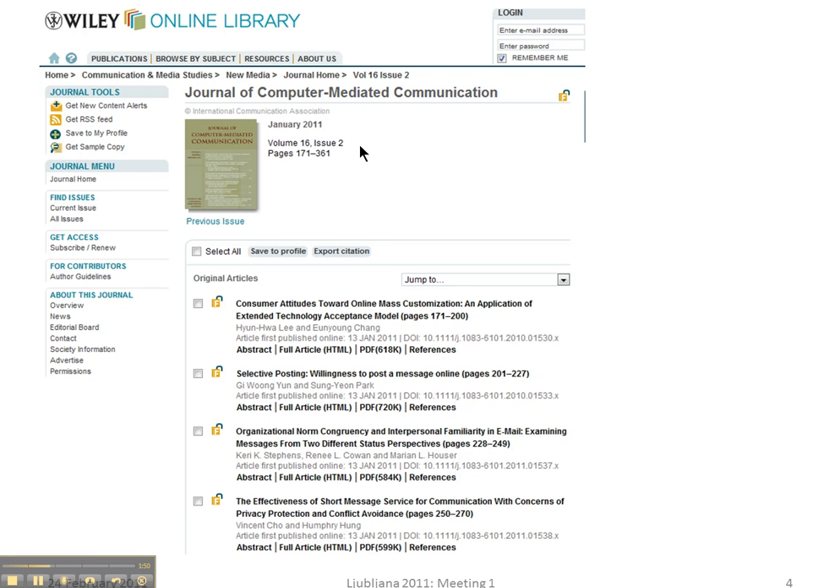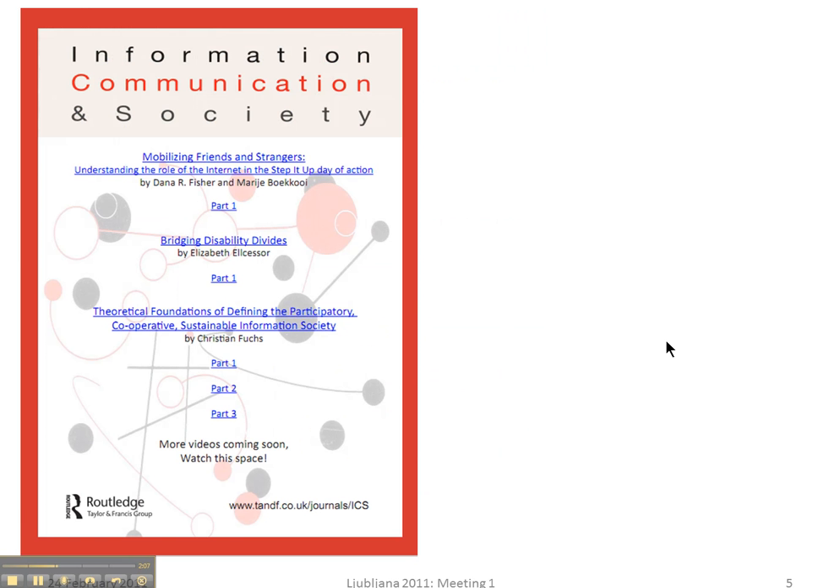It's an online-only journal, also open access, published by Wiley. Quite unusual for Wiley to have an open access journal, but it does in this case, in part because it's associated with the International Communication Association. But it's a very high-quality journal, and we'll consult it.